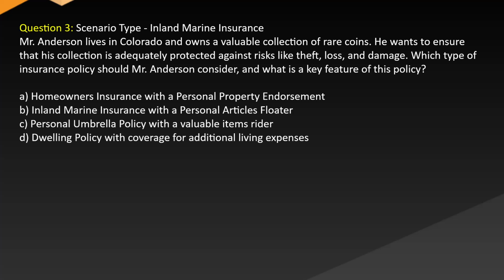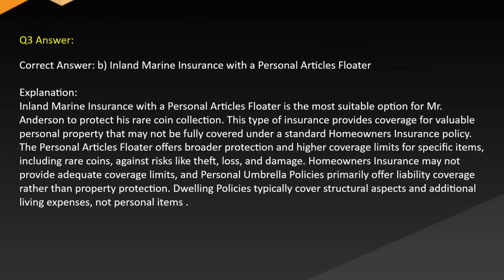A. Homeowners insurance with a personal property endorsement. B. Inland Marine Insurance with a personal articles floater. C. Personal umbrella policy with a valuable items rider. D. Dwelling policy with coverage for additional living expenses. Correct answer B. Inland Marine Insurance with a personal articles floater.